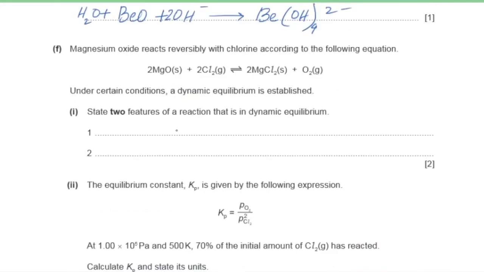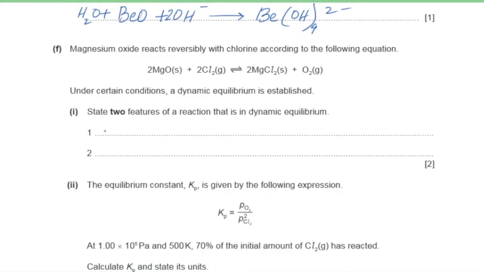Part F. Magnesium oxide reacts reversibly with chlorine according to the following equation. Under certain conditions, a dynamic equilibrium is established. Part 1, state 2 features of a reaction that is in dynamic equilibrium. In total, there are 3 to 4 features of a dynamic equilibrium in your chemistry AS level and A level syllabus, which you need to have memorized for your external examinations.